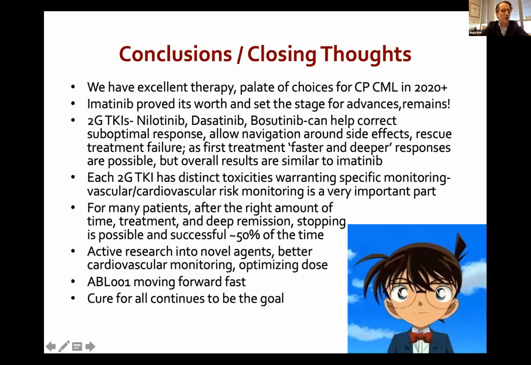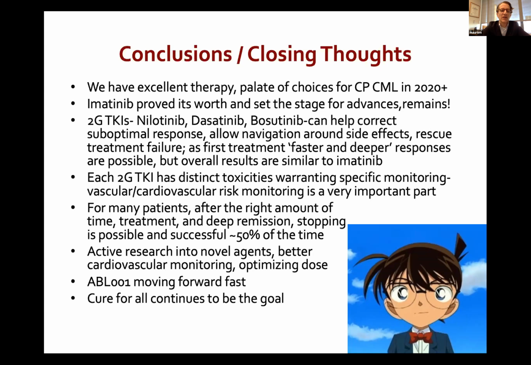So in order to stay on time, I just thought I'd share some closing thoughts: we really have excellent therapy and a palette of choices, hopefully for everyone. Imatinib really has proved its worth and remains. It has not been displaced from the podium, if you will, and remains an excellent treatment for CML, in its branded and generic forms, as I know many of you use.